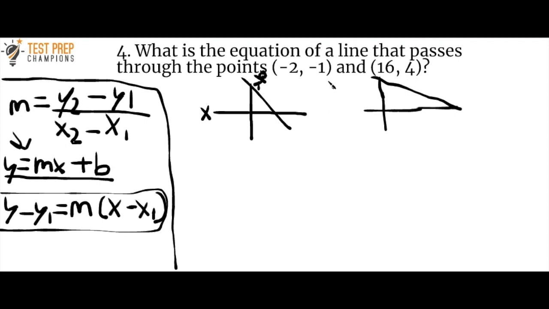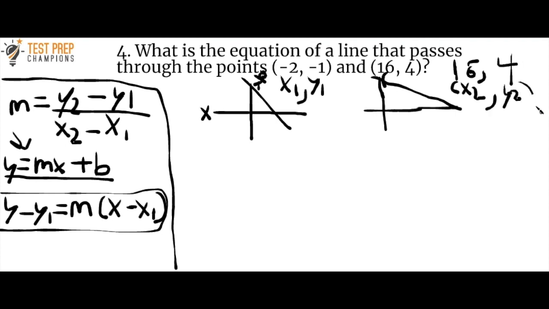The first thing I'm going to do is label these coordinate pairs. Let's call the first number x1, and the second number in this pair we'll call y1. Here we'll call this 16. Let me rewrite this over here. Our 16 is going to be our x2, and our 4 is our y2.